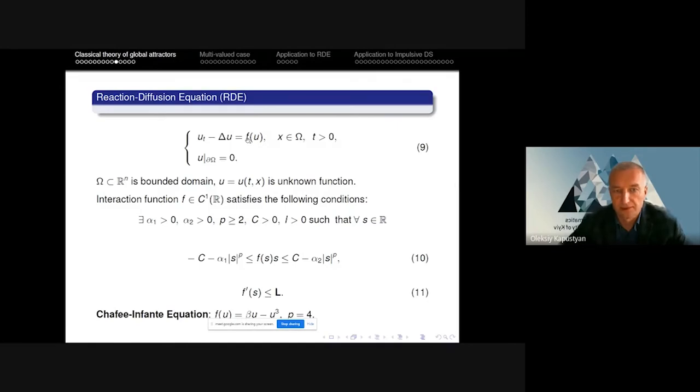Now let's see how it works in a very particular case: a reaction diffusion equation with a smooth nonlinear function, or interaction function, f. So let's consider this parabolic equation. Omega is a bounded domain, u of t, x is an unknown function, and the nonlinear f is assumed to be smooth, from C1, and to satisfy the following sign and growth assumptions. Additionally, assume that the derivative of f is less than or equal to L. I want to underline this assumption because it guarantees the uniqueness of the solution of this problem. As an example, we can consider the Chafee-Infante equation, beta u minus u cubed. All conditions will be satisfied with p equals 4.